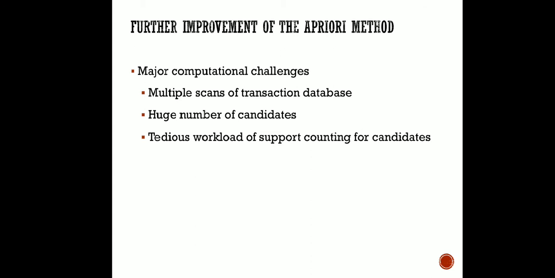First, multiple scans of the transaction database. We will see how we can reduce this whenever the number of scans of the transaction database is higher, or the volume of data in the transaction database is higher. If the number of candidates is huge, how can we improve the Apriori algorithm by implementing a few modifications? Or the heavy workload of support counting for candidates. So these are the major computational challenge areas.